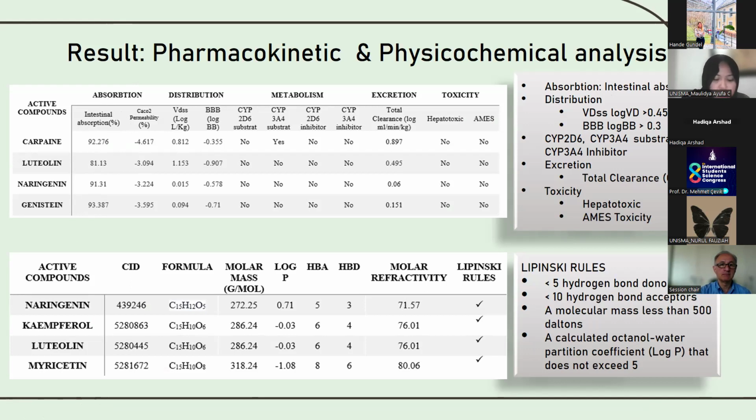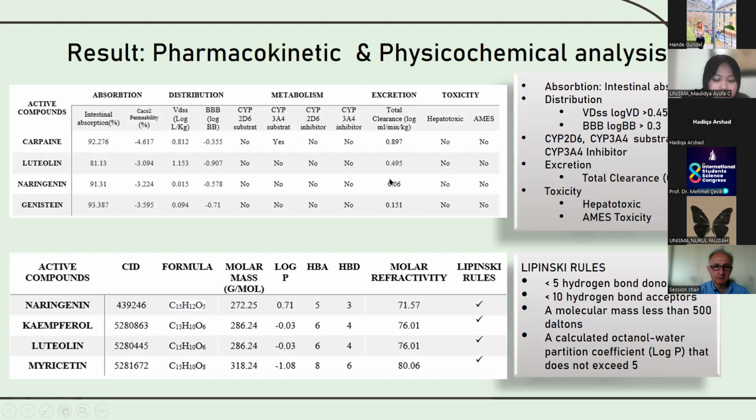BBB, blood-brain barrier indicator, that is good if more than 0.3. As we can see in the table again, the only compounds that have a good PDSS score are carpain and luteolin. And for the BBB score, 4 of them have a good score. And for the substrate and inhibitor, 4 of them didn't have that substrate inhibitor except for carpain, which has CYP3A as substrate.